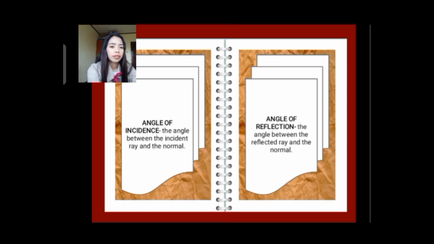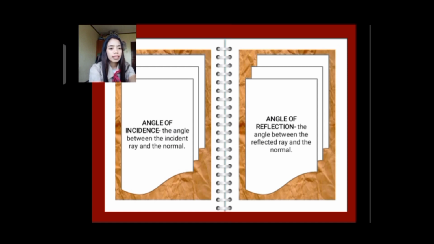Next, we have the angle of incidence. The angle of incidence is the angle between the incident ray and the normal. It is the angle between the direction of motion of the wave and a line drawn perpendicular to the reflecting boundary. It is also the angle that a line, such as a ray of light falling on a surface or interface, makes with the normal drawn at the point of incidence.